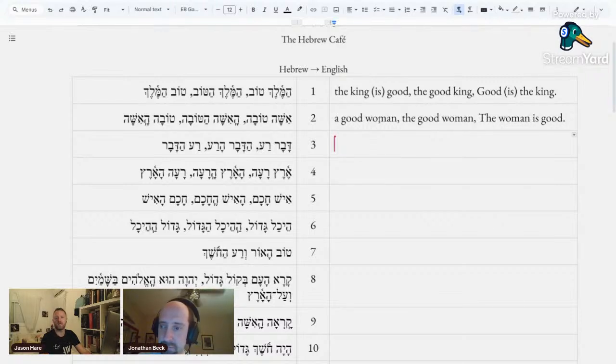The verb is provided because it's a sentence. There's a lack of agreement between definite and indefinite. So the adjective is a predicate of its own. Good, the woman, means the woman is good.